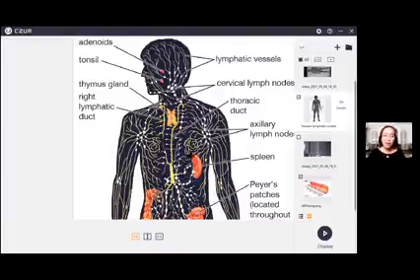It actually filters and stores blood, and it produces, again, every time I say white blood cells, that is the defense. That is like an antibacterial, antifungal, antiviral. So this is a defense. So this spleen is so important because it produces white blood cells that will fight off infection or disease.